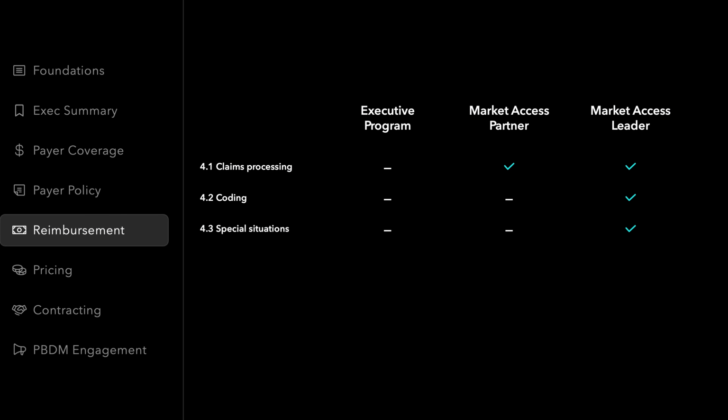In the reimbursement module, claims processing delves into the timing and financial roles in the pharmaceutical distribution and dispensing processes. The coding section offers a comprehensive overview of HCPCS codes, illustrating how the codes interact to facilitate communication among stakeholders.